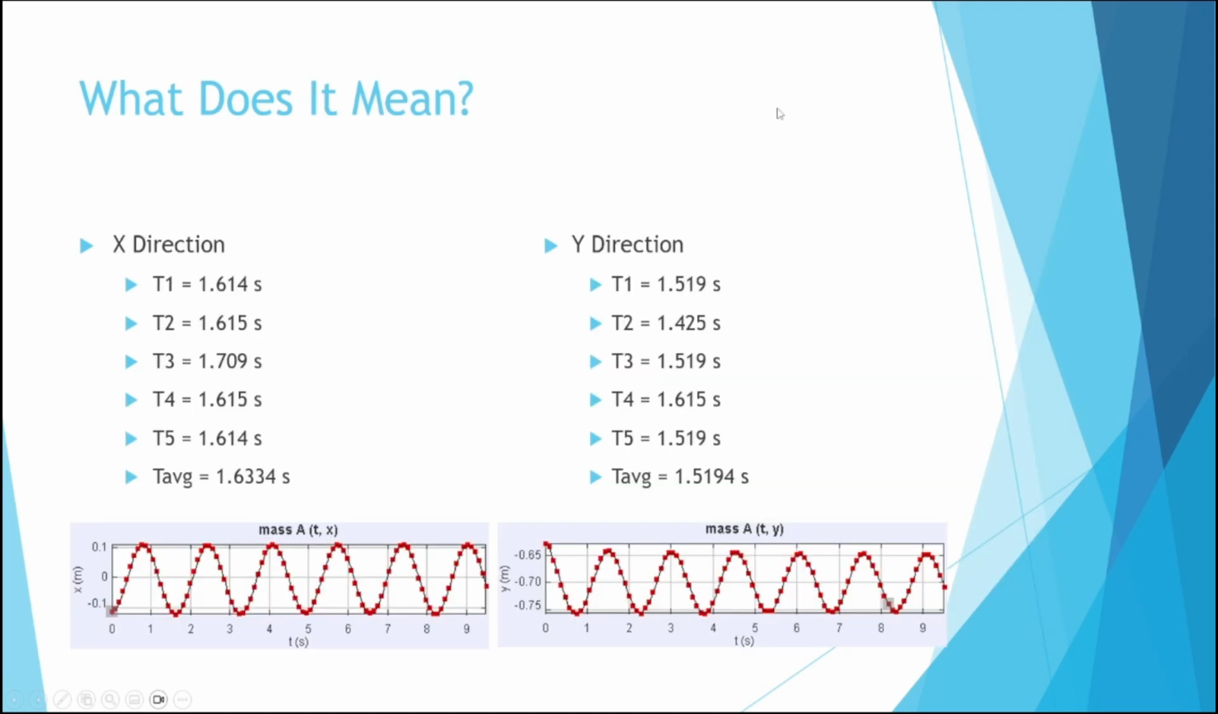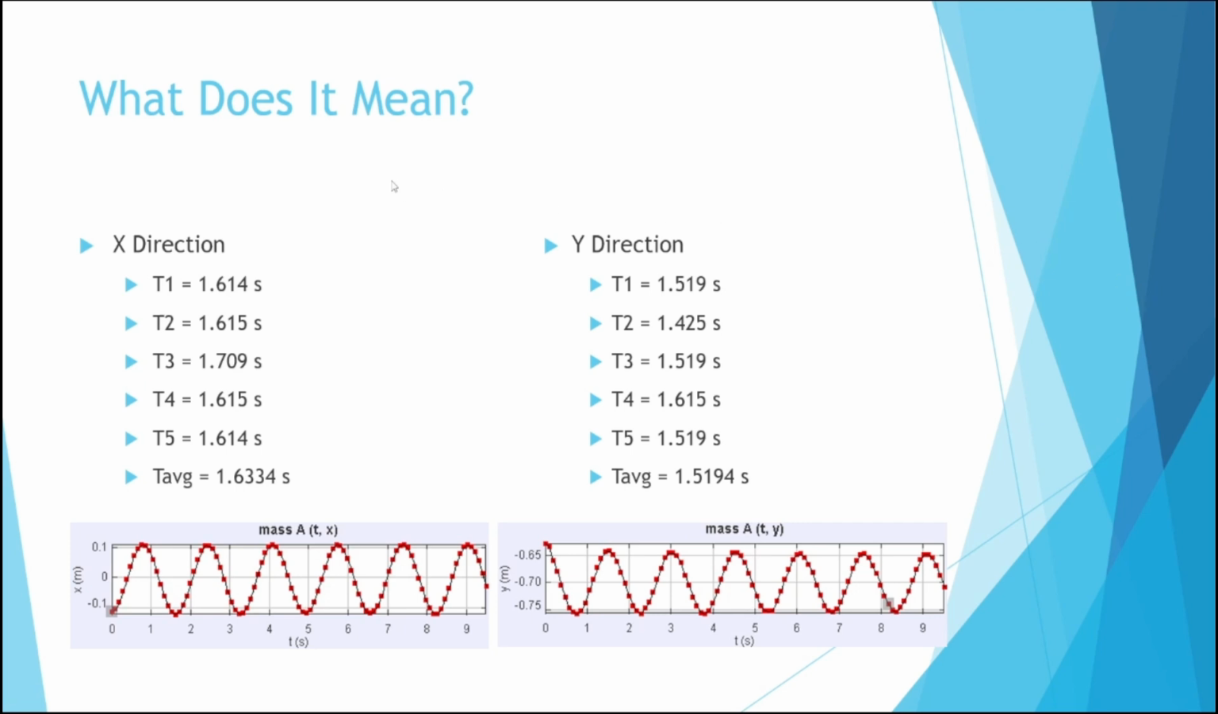For the second what does it mean question about the period of oscillation, it was found that in the x direction, measuring the period of oscillation, which was the time between either troughs or peaks, was an average of 1.6334 seconds, and in the y direction it was 1.5194 seconds.